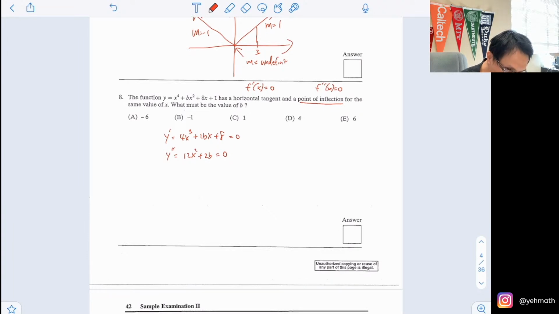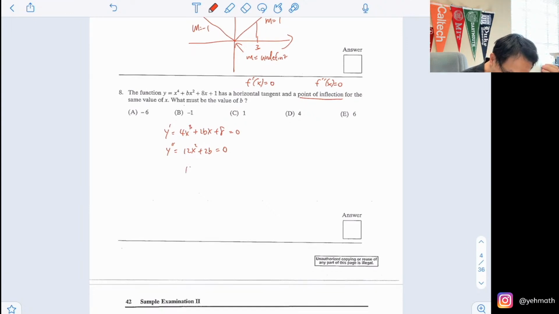We want to set those equations equal to each other. So this one is going to be 12x squared plus 2b equal to 0. So 2b is equal to 12x squared, right? Well, actually, it's going to be negative.